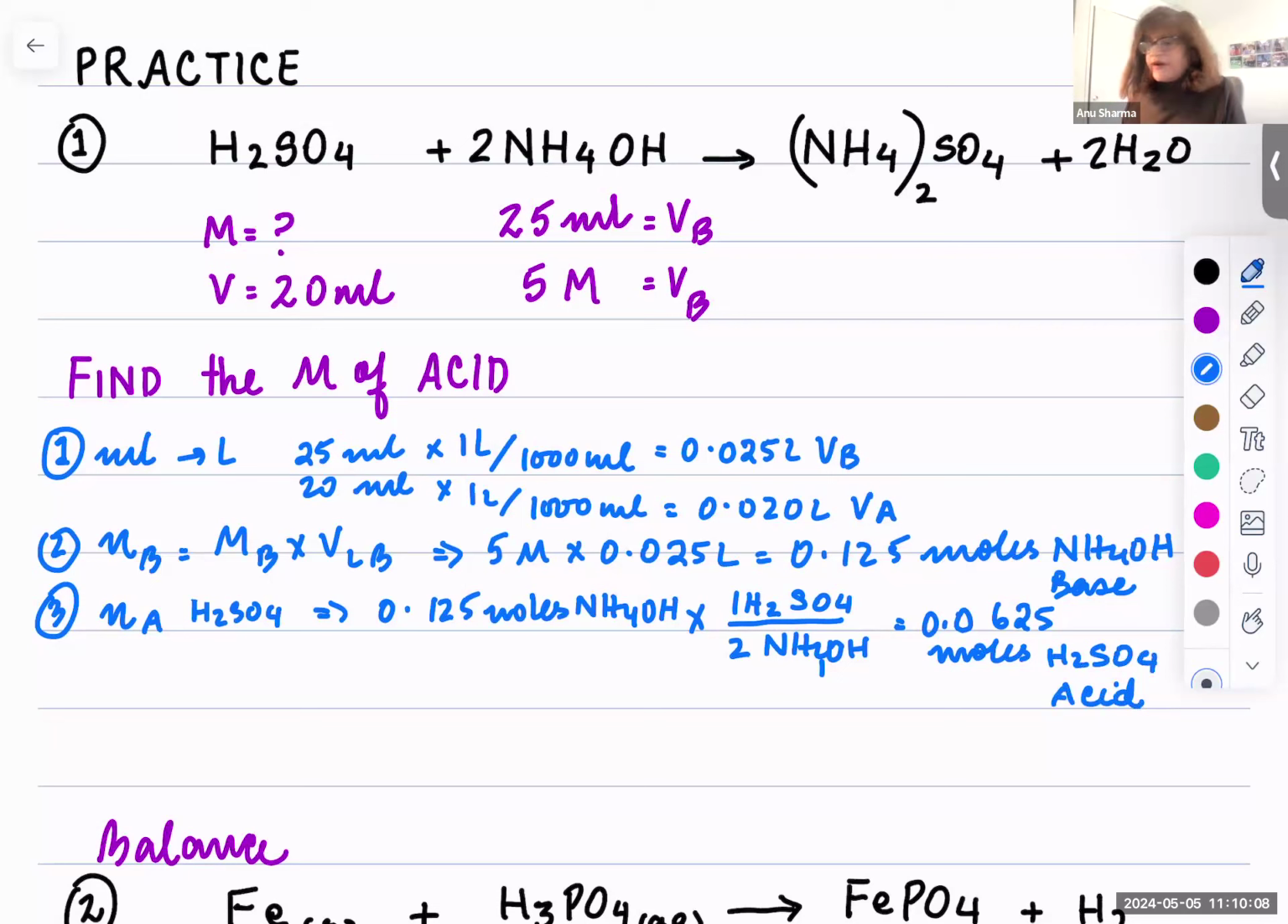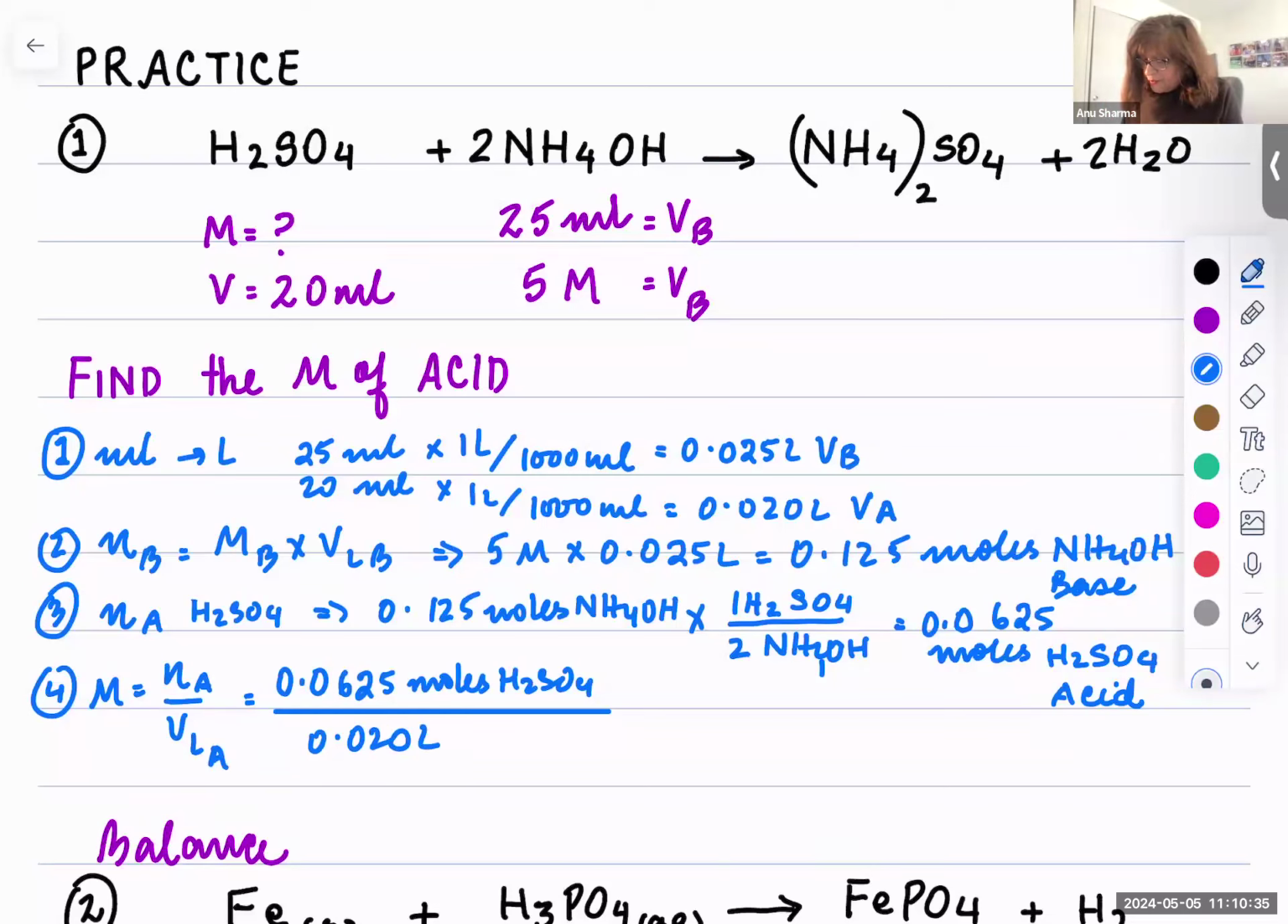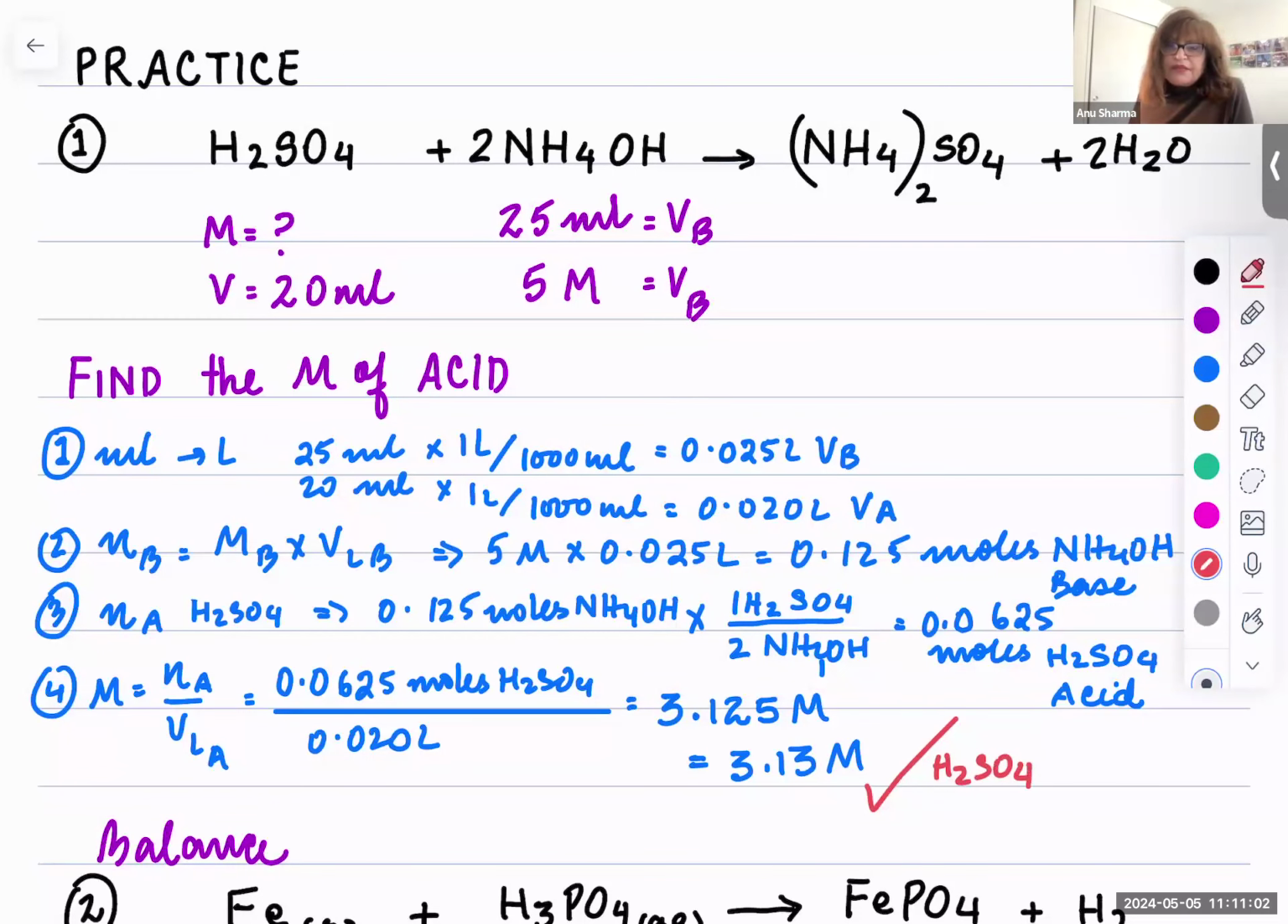Okay, next we need to find the molarity. The molarity is equal to moles of the acid divided by the volume in liters of the acid. So the moles is 0.0625 moles of H2SO4, divided by the volume of the acid, 0.020 liters. 0.0625 divided by 0.020 liters is equal to 3.125 M, which can also be 3.13 M. So that's the correct answer. Okay, everybody get that? That's the molarity of H2SO4. So that's one piece, that's done.